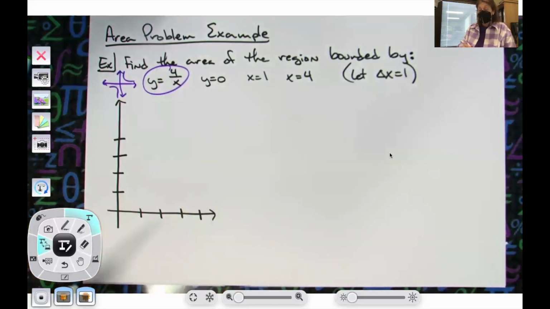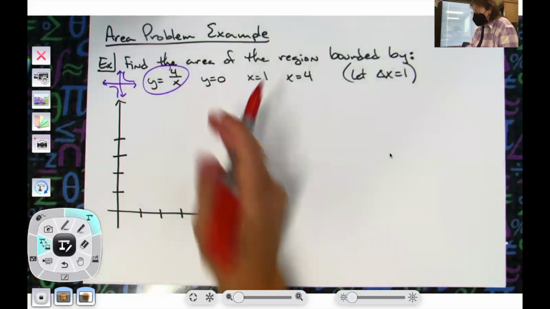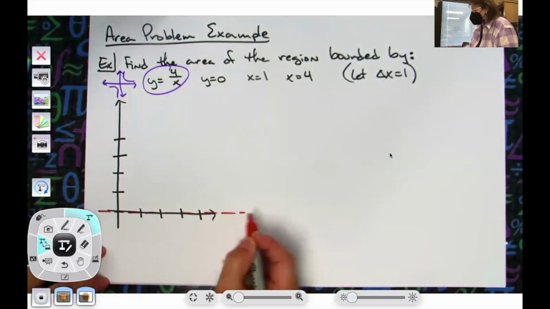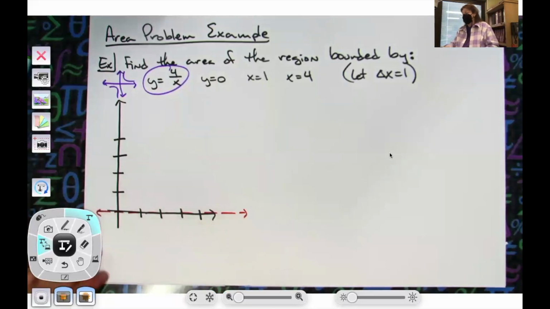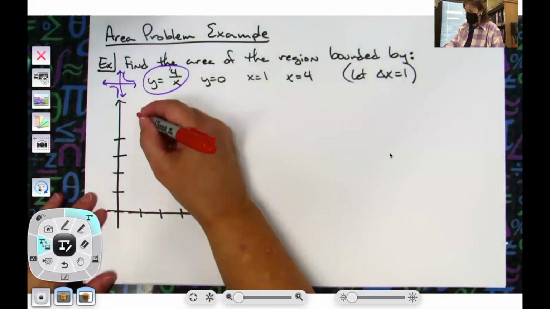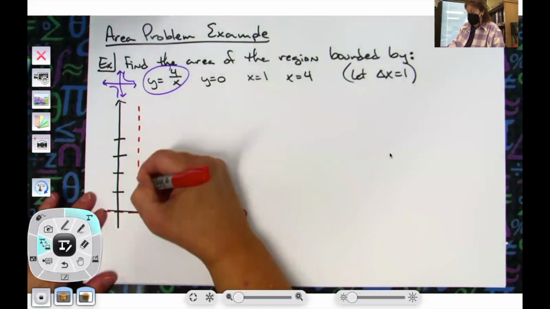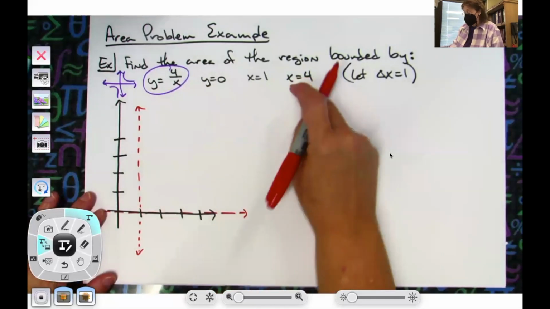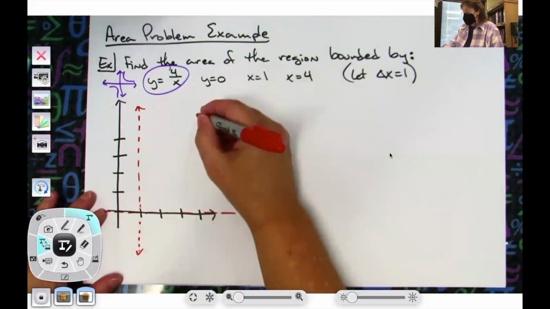All right, let's go ahead and put our boundaries on before we start. I'm going to have a boundary at y equals 0, a horizontal line here. I'm going to have a boundary at x equals 1, so I'll put a little boundary in there. And x equals 4: 1, 2, 3, 4. I'm going to have a boundary there.